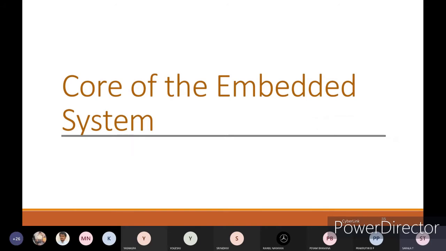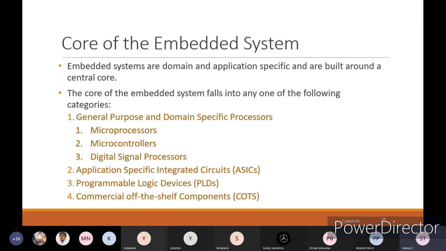And next is the core of the embedded system. What will be the core of the embedded system? What is the main programming or algorithm that will be installed, and how you are going to run it, that comes under the core of the embedded system. Cores of embedded systems are domain and application specific and are built around a central core.